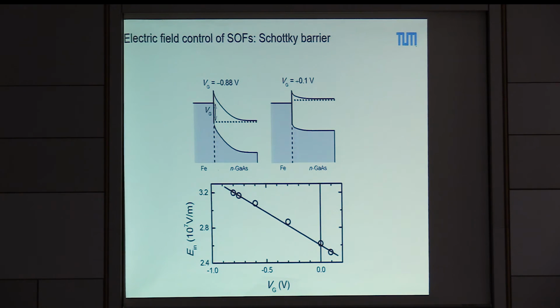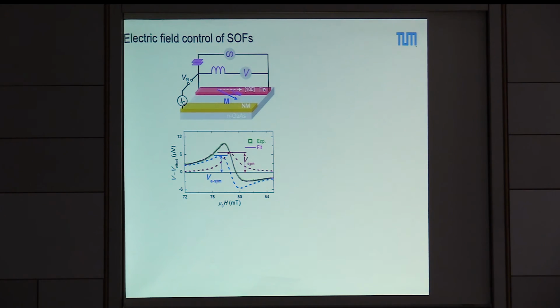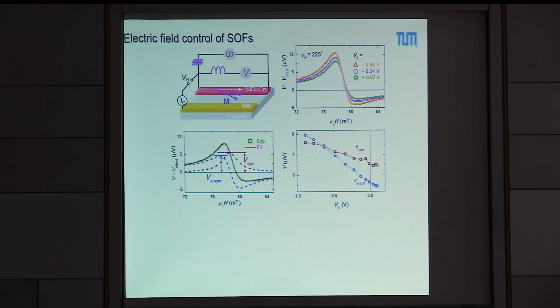You apply a gate voltage. In this case, it's negative. In this case, it's positive. In this case, you flatten out the bands. Here, you steepen the Schottky barrier. And this is the E-field dependence as a function of voltage across the barrier. And now if you do exactly the same measurements again, so we again measure these voltage traces, you can now see that the asymmetric and the symmetric contributions change as a function of voltage.